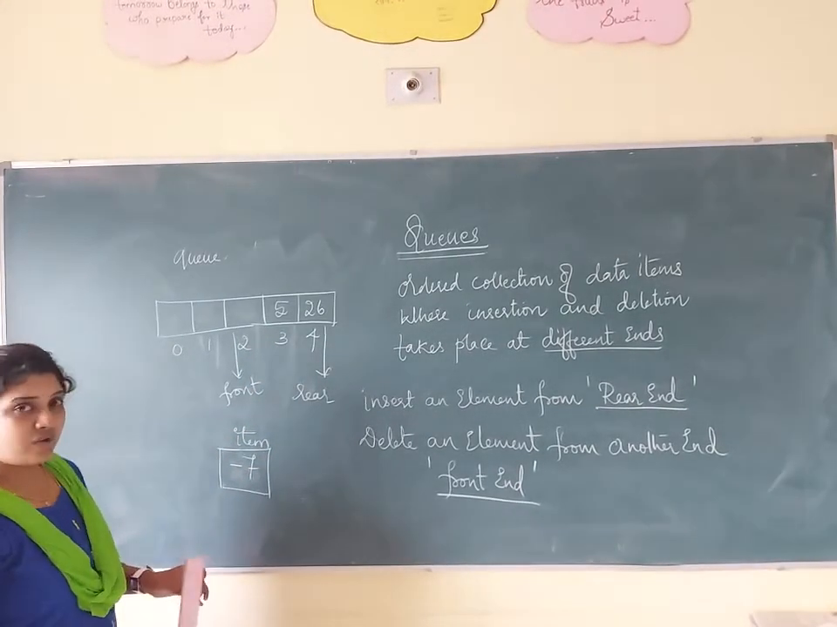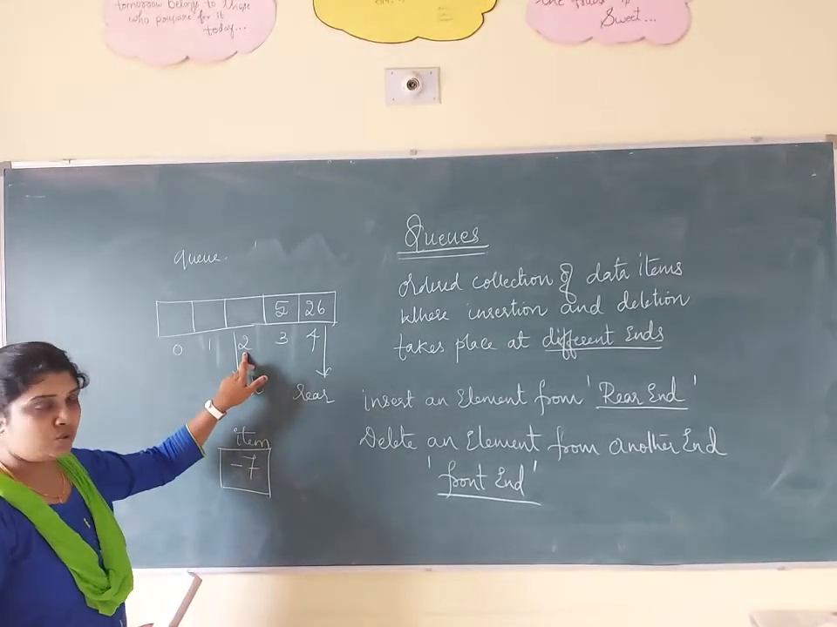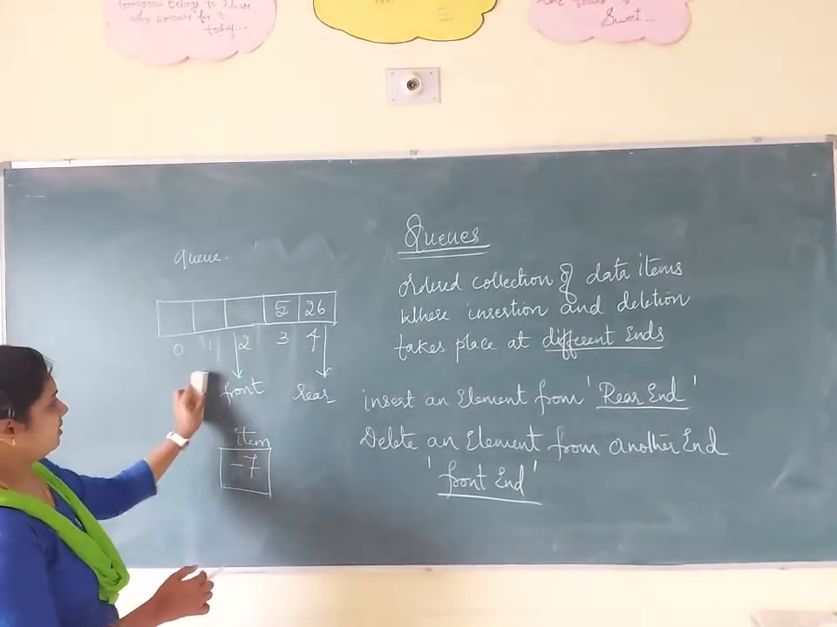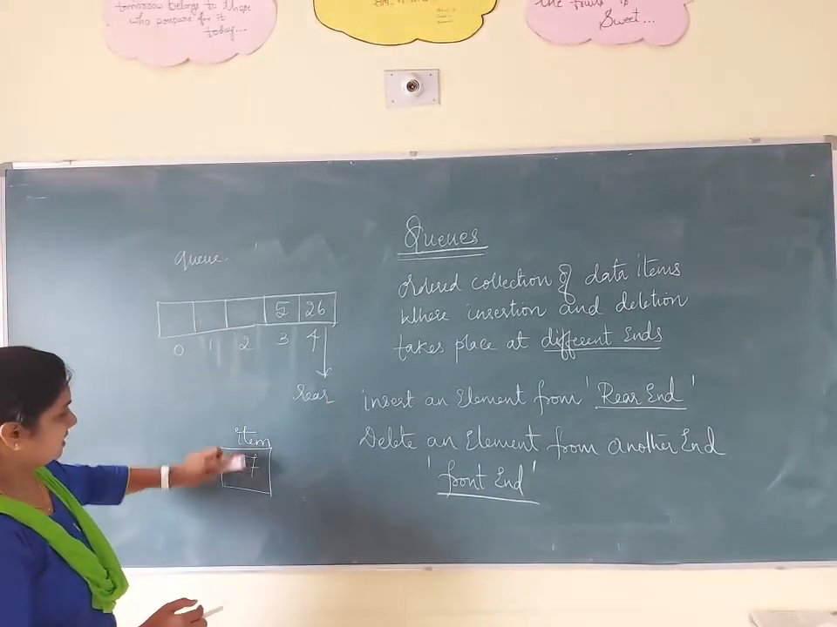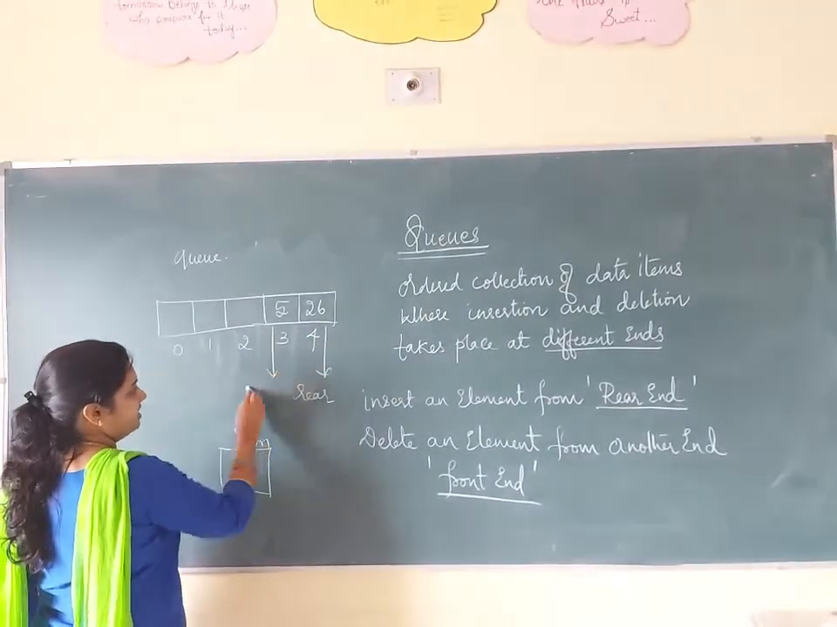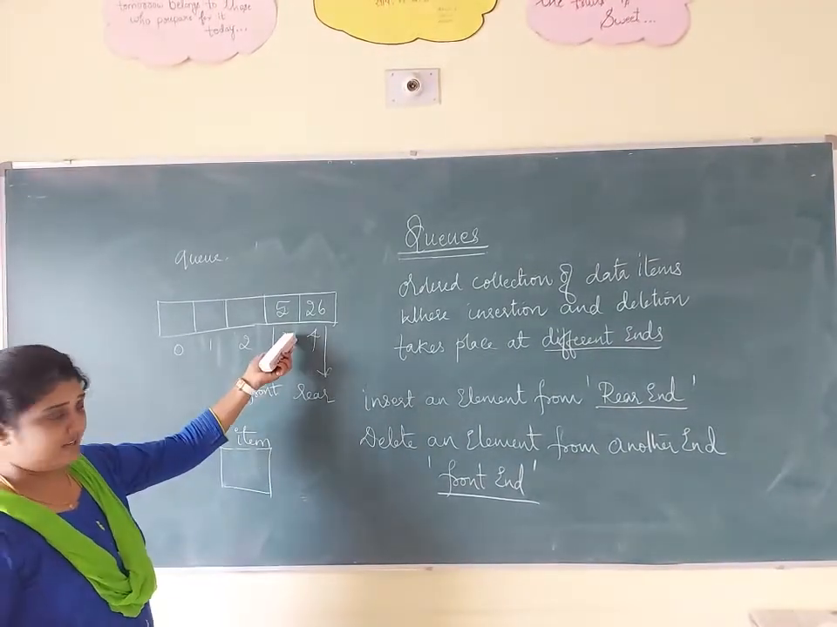That is 5. So what do you have to do? You have to increment front. Front is pointing to 2. 2 plus 1, you will get 3. So this is automatically deleted. 2 plus 1, you will get 3, and this is your front. Okay, I want to delete 5.